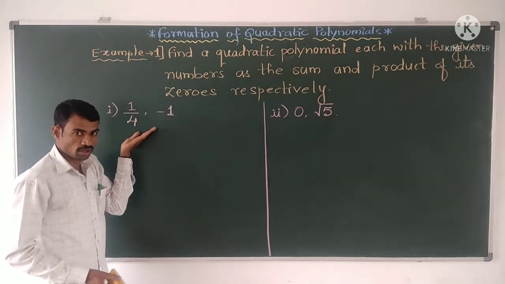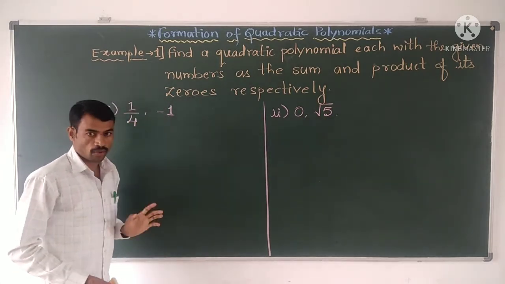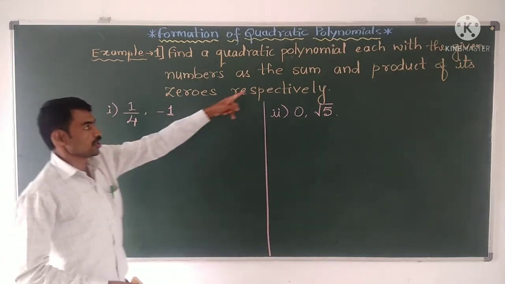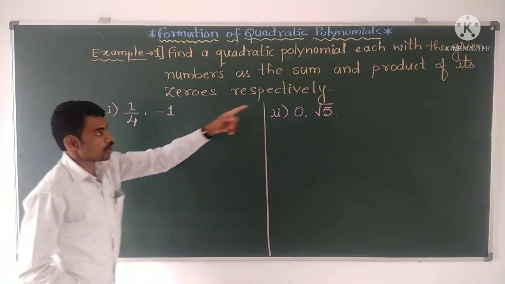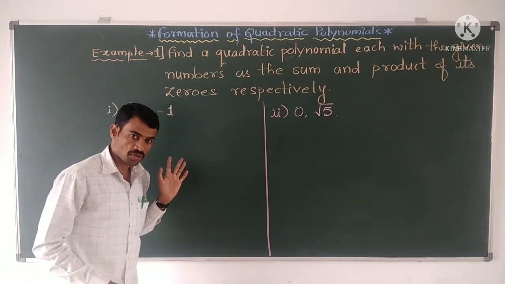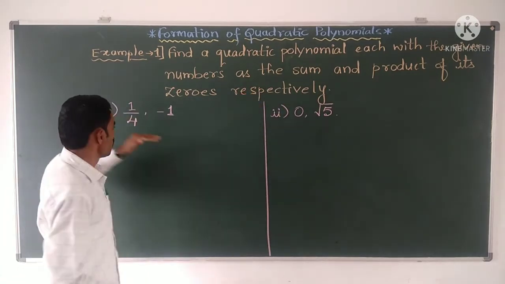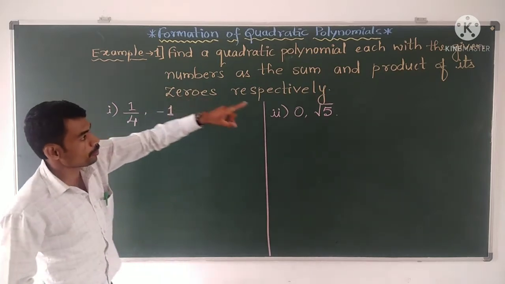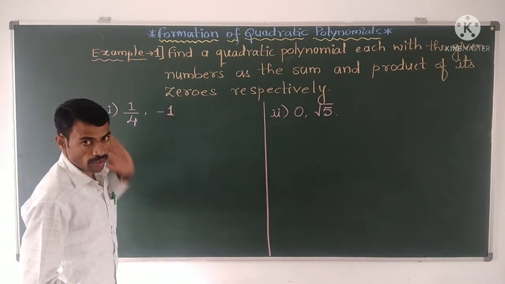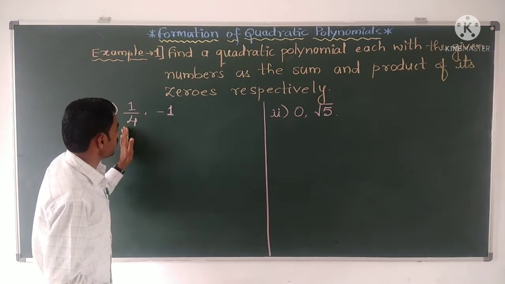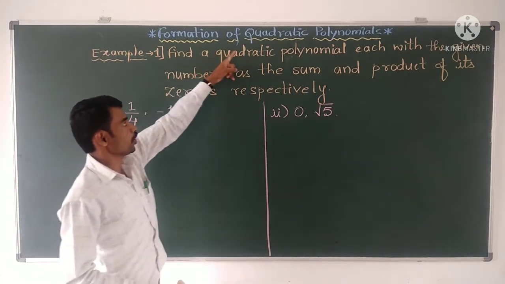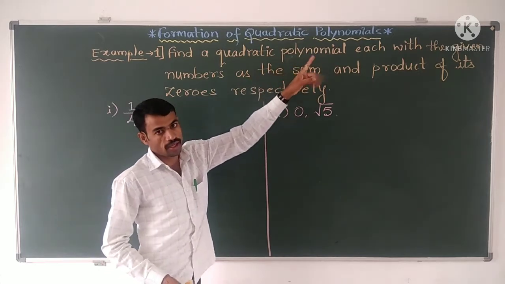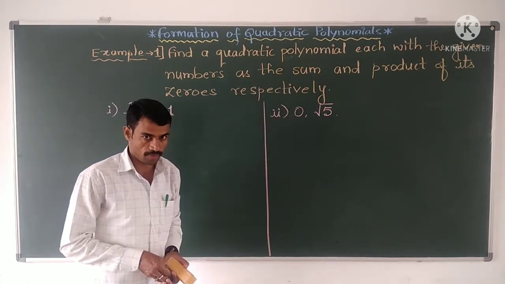In the first question, two numbers they have given. The sum of zeros is 1 by 4 and the product of zeros is minus 1. Clear? So by taking these, we have to form the quadratic polynomial.